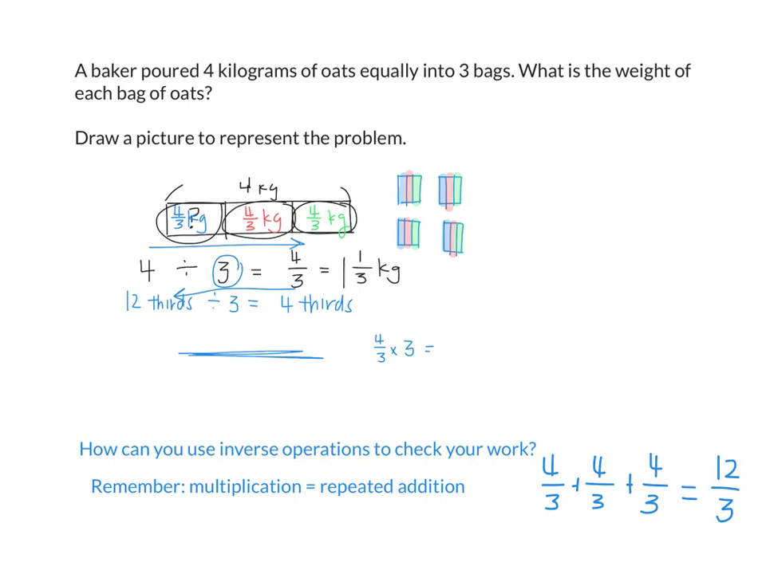Is that an improper fraction? Yeah. 12 thirds is equal to 4, right? This is equal to 4. If I go backwards, is that my whole? Do I end up with my whole? So I can use inverse operations to check my work.